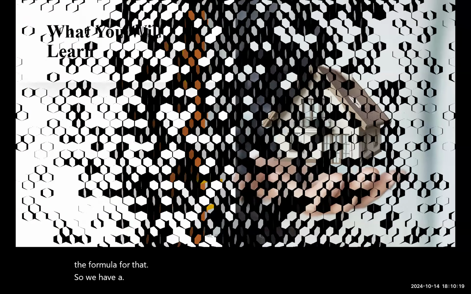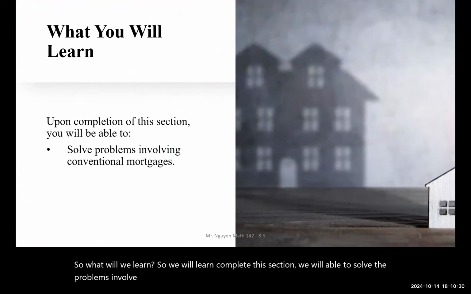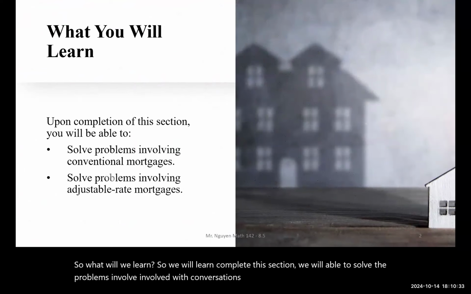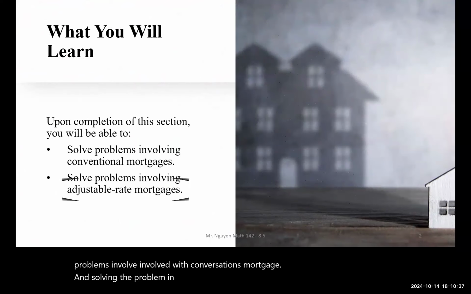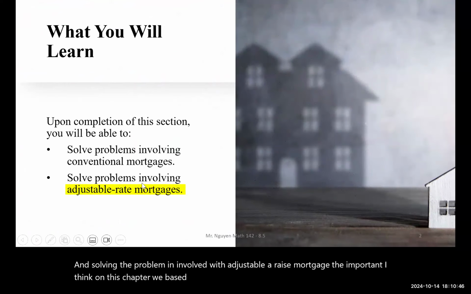So what will we learn? We will learn to complete this section. We will be able to solve the problems involved with conversation mortgage, and solve the problems involved with adjustable rate mortgage. The important thing, I think, in this chapter is that we base on this one more. We have the formula for that.